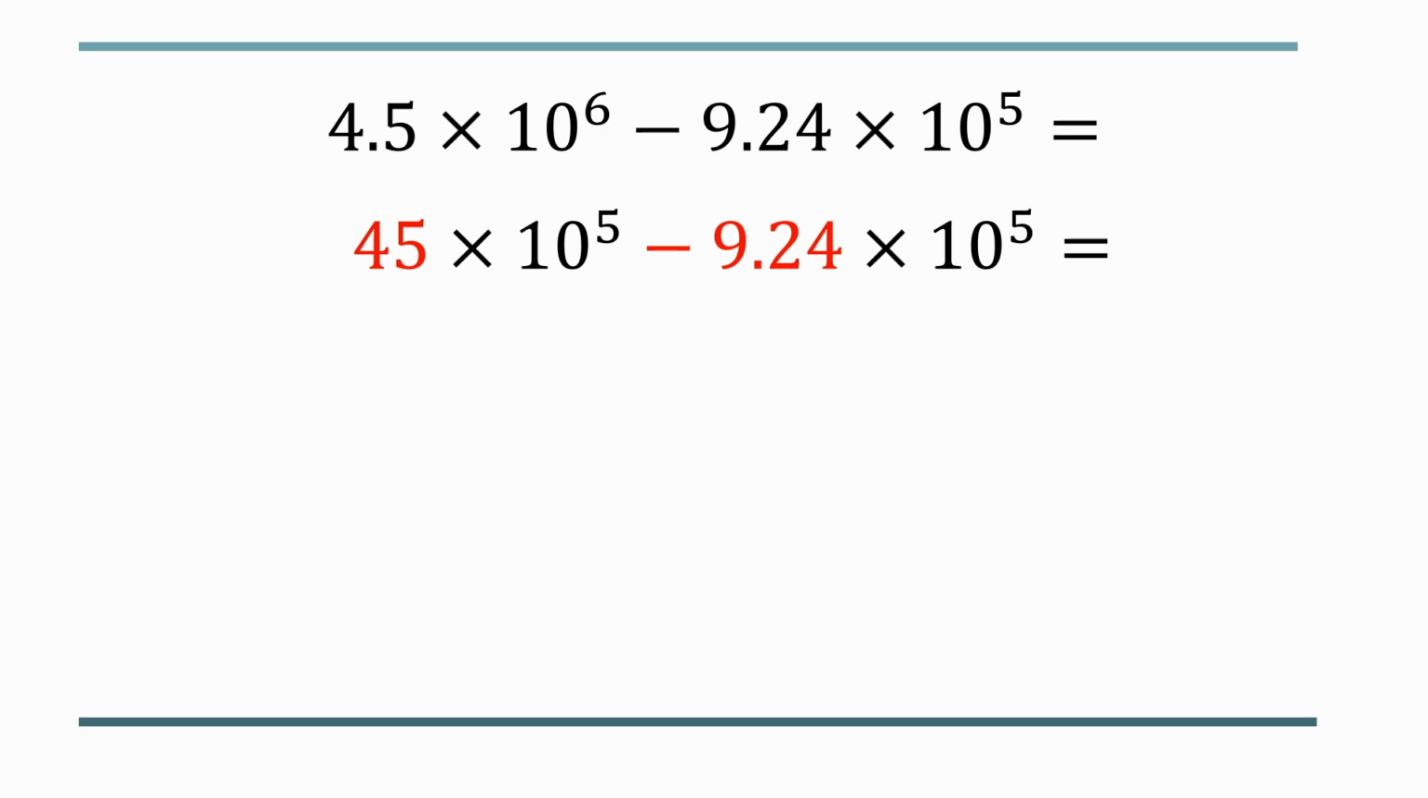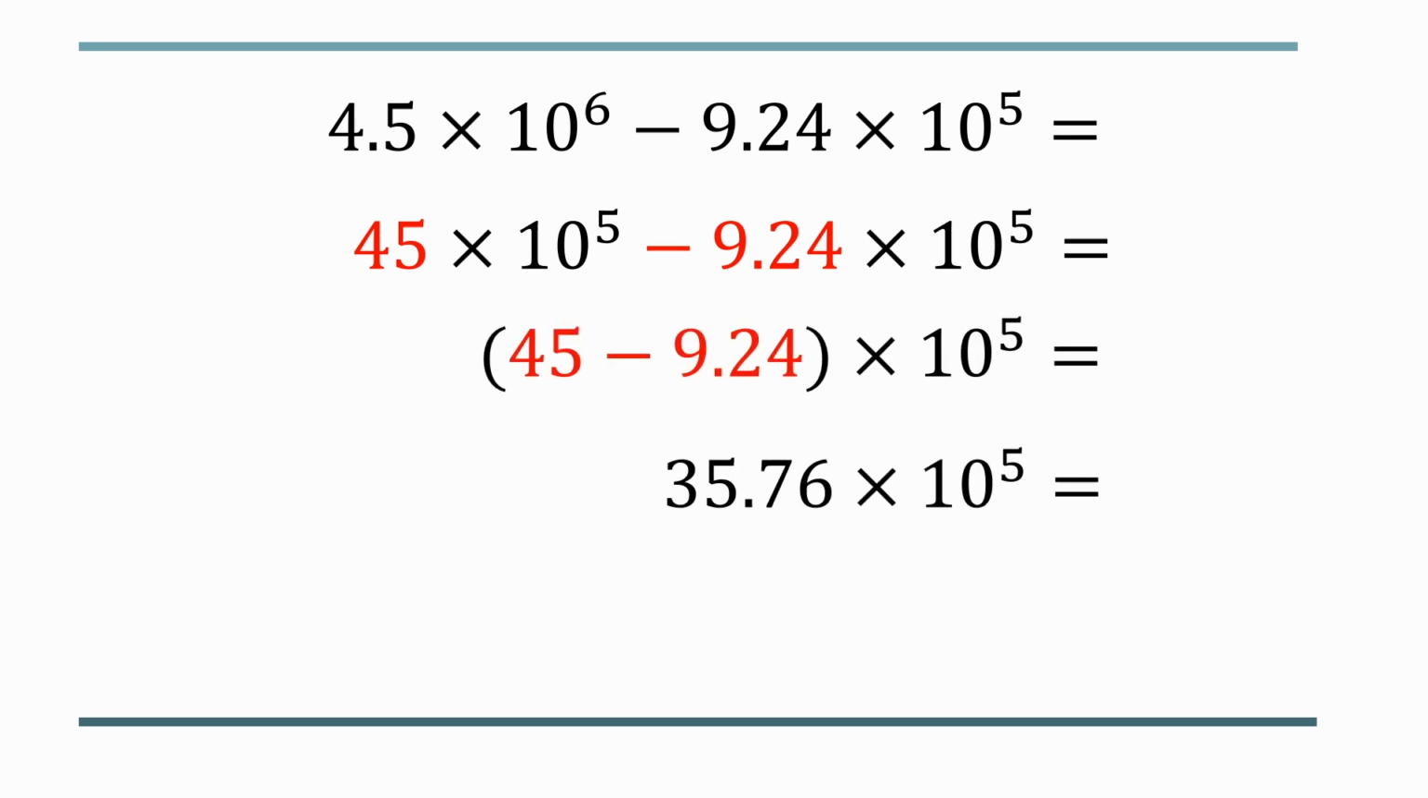Bring the a parts together and factorize. Process the brackets. We obtain a number that is not in standard form. Let's make adjustments. Move the decimal point of 35.76 once to the left, making it smaller, and compensate by increasing the index of the power of 10 by 1. We are done.